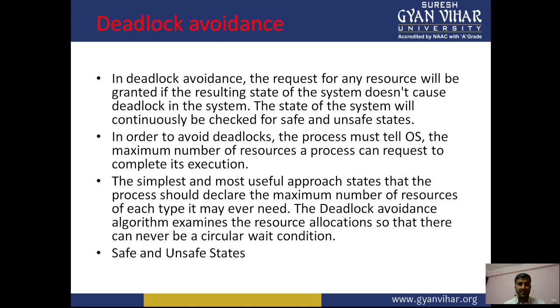Deadlock avoidance: a request for a resource will be granted only if the resulting state of the system does not cause deadlock. In order to avoid deadlock, the process must tell the operating system the maximum number of resources it can request to complete its execution. The simplest and most useful approach states that the process should declare the maximum number of resources of each type it may ever need, for the deadlock avoidance algorithm.